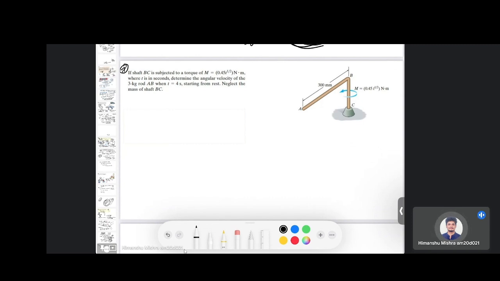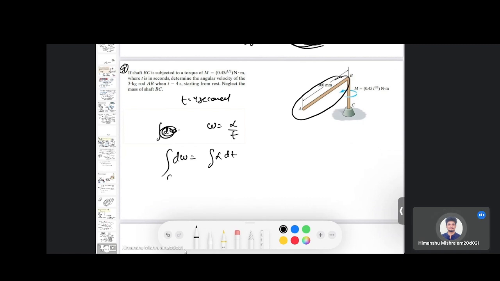So this shaft is rotating and we need to find the angular velocity of shaft AB at time equals 4 seconds. We can use the concept that d omega equals alpha dt. If I integrate from 0 to omega here and from 0 to time here, I need to find alpha first.